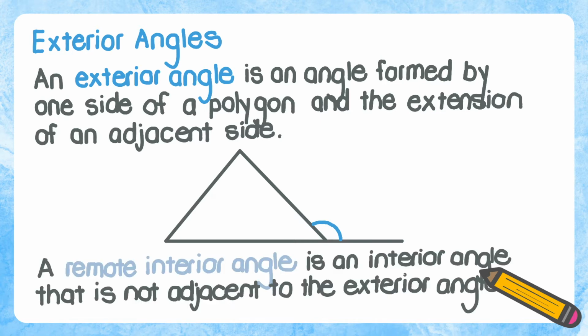And then a remote interior angle is an interior angle that is not adjacent to the exterior angle. And adjacent basically just means next to. So these are angles that are not next to the exterior angle. So for this triangle, these two angles are remote interior angles.